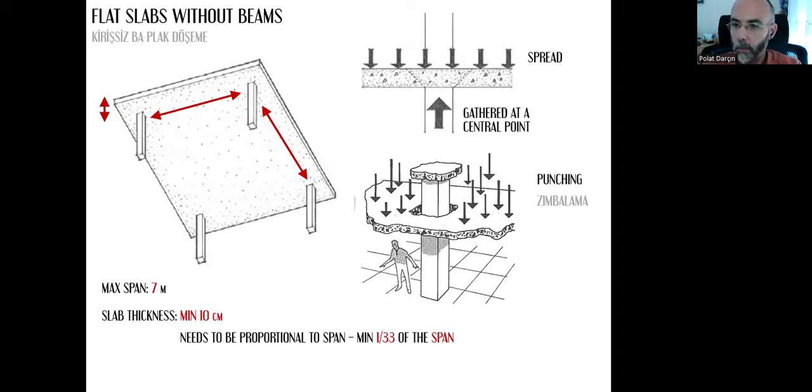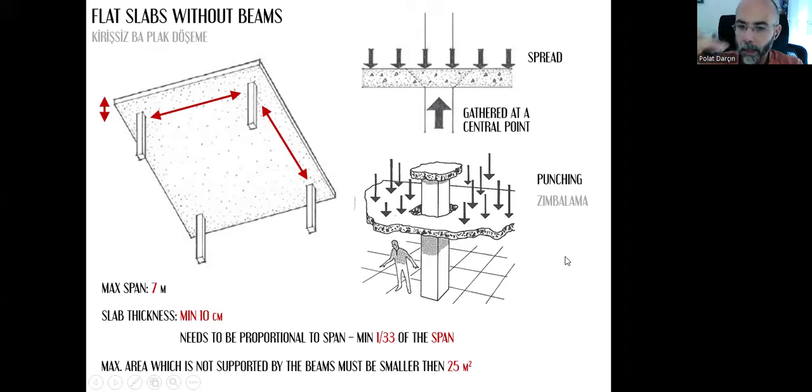And in order to avoid punching, the slab thickness needs to be proportional to the span. And we can find the minimum required thickness. That's the minimum size. But as we enlarge the span up to 7 meters, we need to have a thicker slab. And we can find the required thickness by dividing the span by 33.